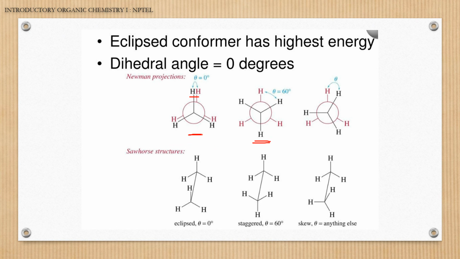Is this much clear to all of you? Why the staggered conformation is more stable than eclipsed? Is it clear, this much?